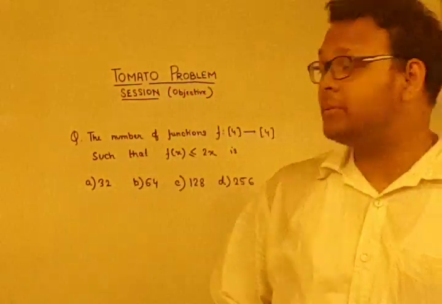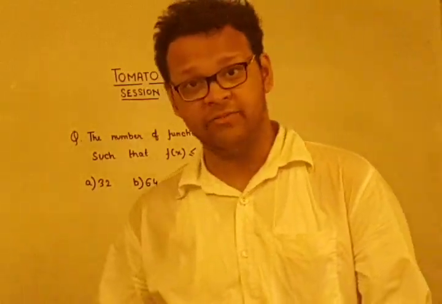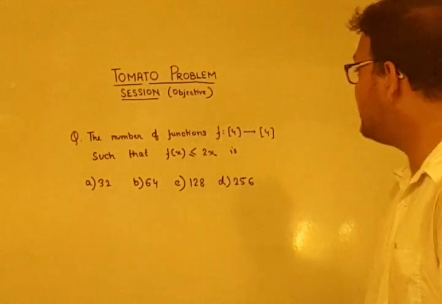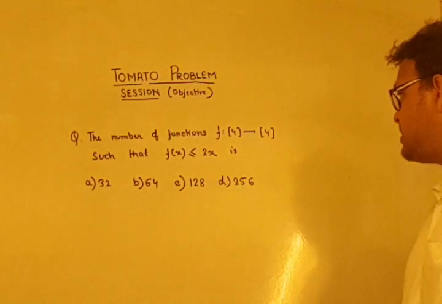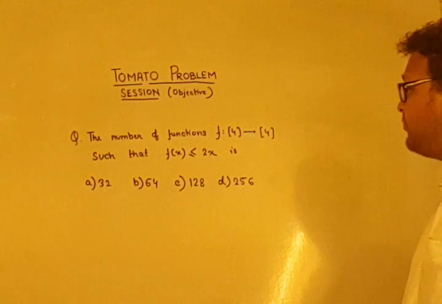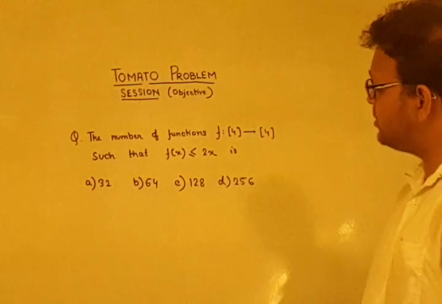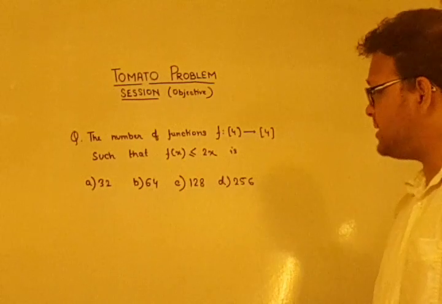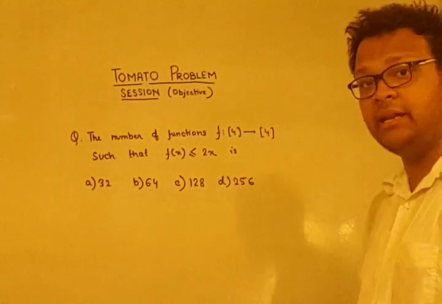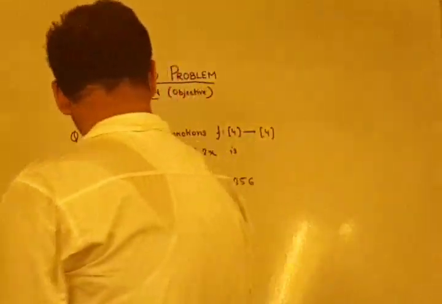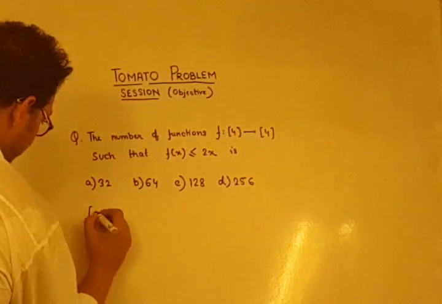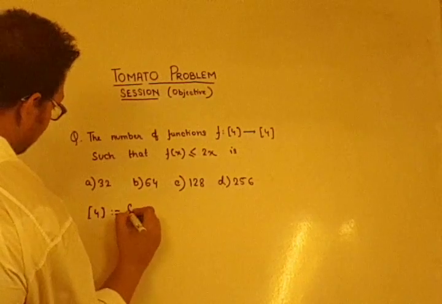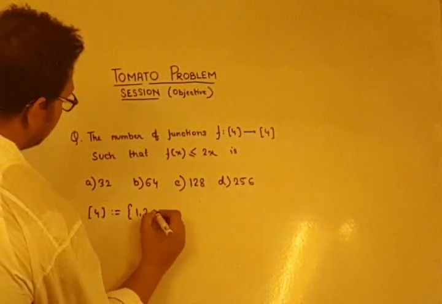So we are back with the problem solving session for the objective part, and the question for today is as written on the board: the number of functions f from 4 to 4 such that f(x) is less than or equal to 2x is option A 32, option B 64, option C 128 and option D 256. So here 4 is defined to be the set {1, 2, 3, 4}.